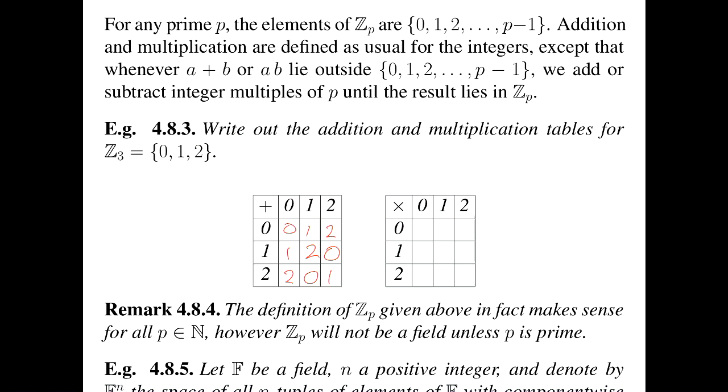So, multiplication. 0 times 0 is always 0. Those ones are easy. 1 times anything is just that same thing back. So 1 times 1 is 1, 1 times 2 is 2, 2 times 1 is 2. So the only interesting spot in this table is 2 times 2. And 2 times 2 should be 4, but just like in the previous example, 4 isn't 4 because we're in Z3, it's 1. Okay?